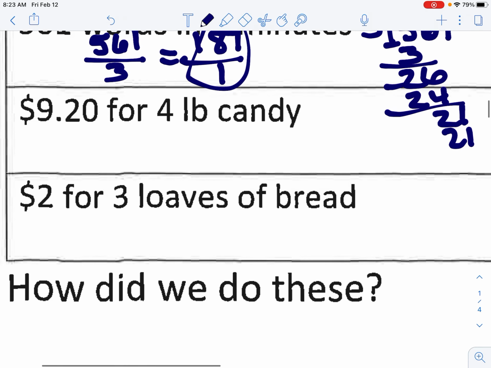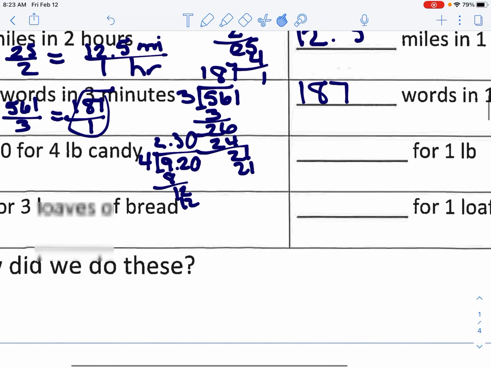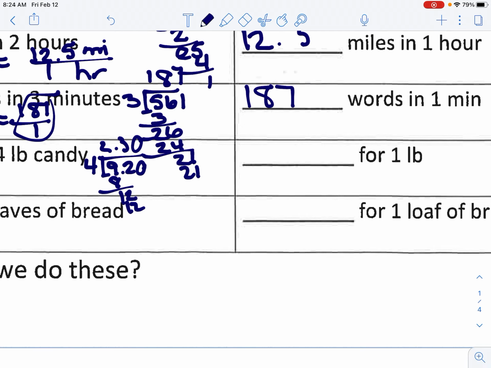Okay, so now I've got $9.20 for 4 pounds of candy. So we're going to divide $9.20 by 4. So that decimal is going to go straight up. 4 times 2 is 8. 4 times 3 is 12, and with a 0 placeholder. So over here, our unit rate would be $2.30. Make sure if it's dollars and cents, you always include your dollar sign. $2.30 for 1 pound of candy.